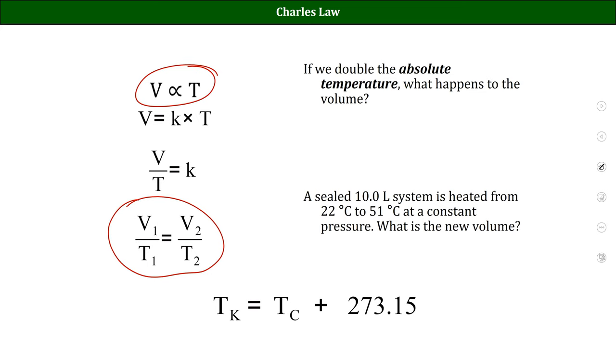So in order to solve a system like this: a sealed 10 liter system is heated from 22 Celsius to 51 Celsius at a constant pressure. What's the new volume? Make sure that these get put into Kelvin. Plug and chug. So again, kind of useful, but still doesn't really get us to moles yet, and still is only useful in the context of changing an existing system.